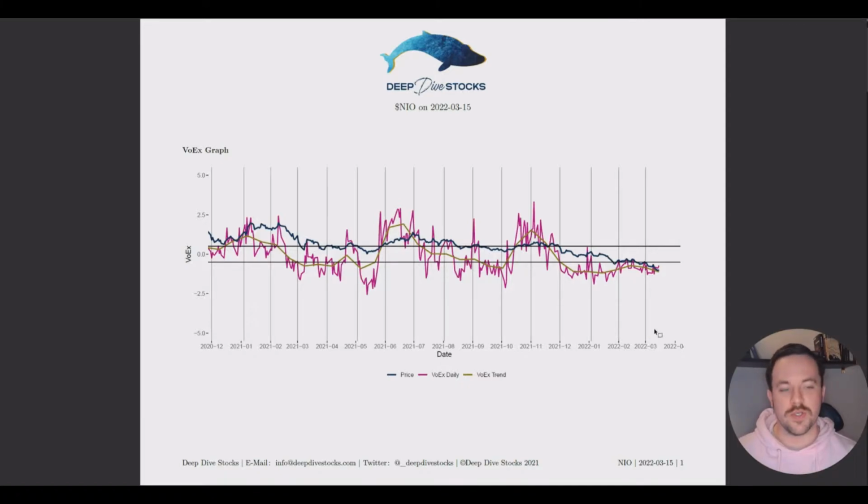And so the main question is, well, how is VoEx behaving now? And we see that VoEx is unfortunately going deeper into the propagation zone. So this is indicative of continued and persistent declines in price. But let's see if there's anything else in the reports that can maybe help guide us in the short term or medium term.